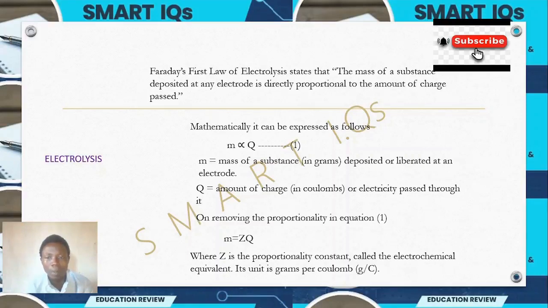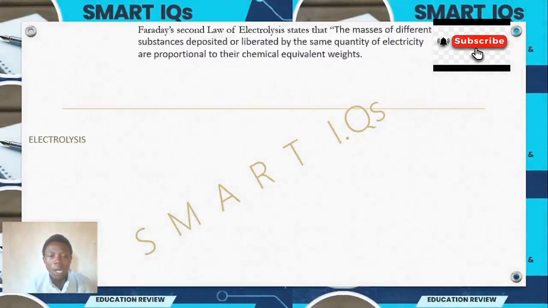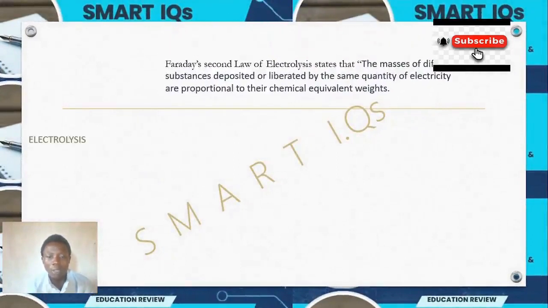Okay, gram per coulomb. Are we together? Good. So the second law, as propounded by Michael Faraday, Faraday's second law of electrolysis, states that when we have different masses of substances deposited or liberated as a result of the same quantity of electricity, that will all be proportional to their equivalent weight.